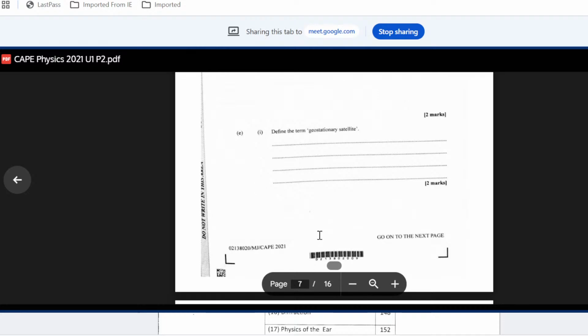Wait, sir, repeat the definition. For 2 marks, you could say a geostationary satellite is a satellite which has the same angular velocity as the Earth, giving it the same period as the Earth. So it orbits the Earth with the same period, and it appears stationary.